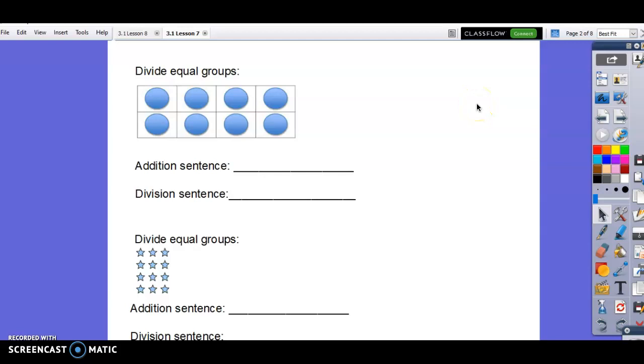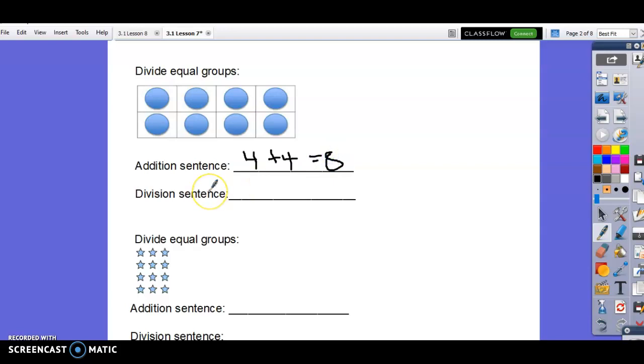So here I have, we're dividing into equal groups, okay? So if I look here, I'm looking and I see one group and two groups. So if I was going to write an addition sentence, I could say there are two groups of 4, so 4 plus 4 equals 8.